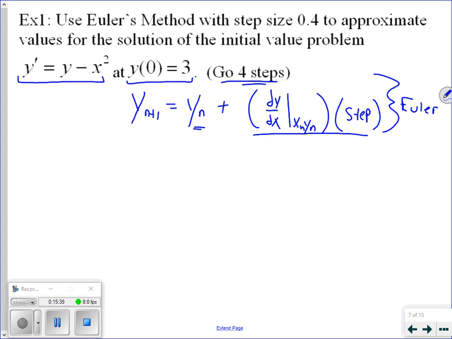And I like to put it in a little chart as I go. So this is what I'm going to do. Try to organize the best I can. So this will be my points, and this will be my work, or where I do my dy and dx.